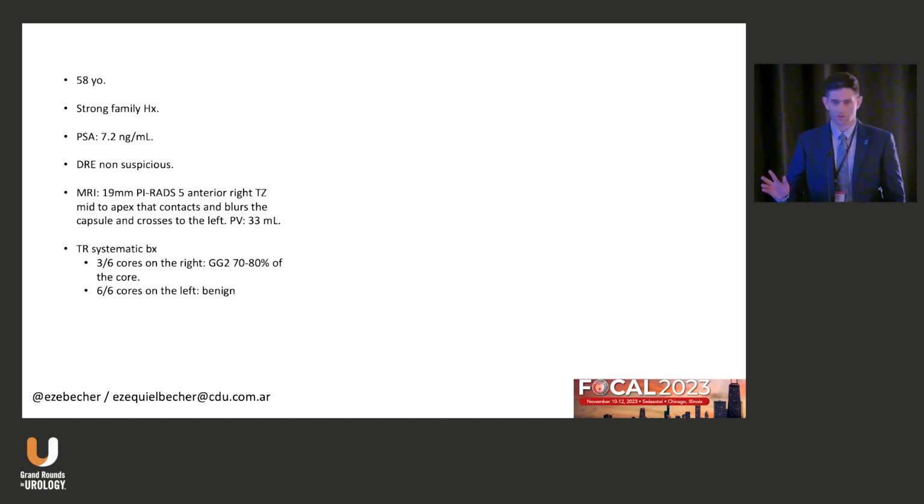I'll give you an example. These are two real patients from my clinic. The first one is a 58-year-old man with a strong family history of prostate cancer, presenting with a PSA of 7.2, a non-suspicious DRE, and an MRI with a big 19-millimeter PI-RADS 5 lesion on the anterior right transition zone, mid to apex, that contacts and blurs the capsule on the anterior side and crosses to the left, and a prostate volume of 33 milliliters. He was referred with a TRUS systematic biopsy that only found 3 out of 6 cores on the right with grade group 2 disease, and all the cores on the left were benign.